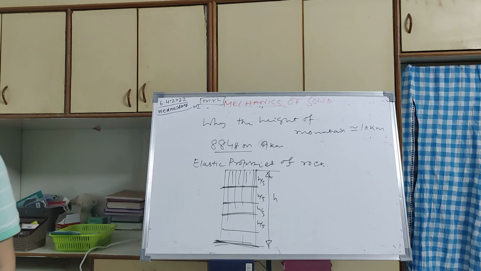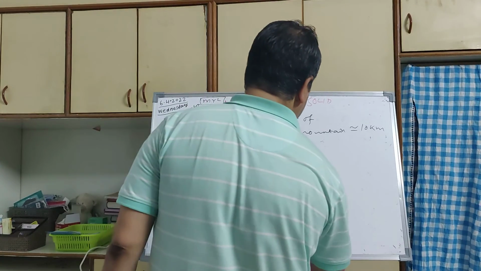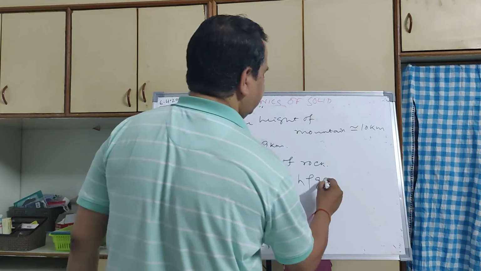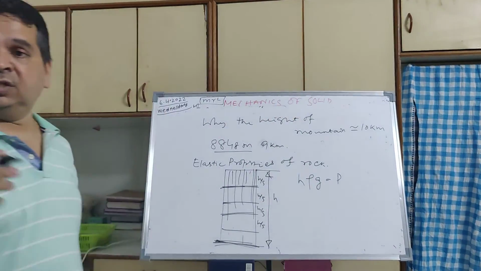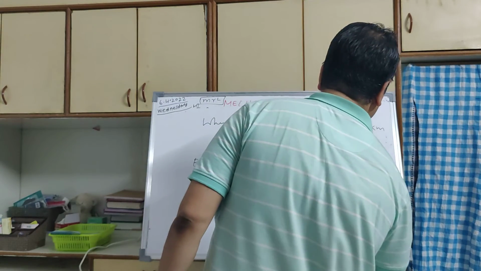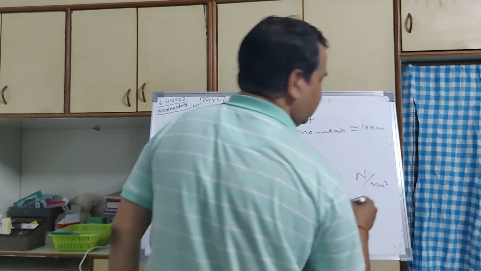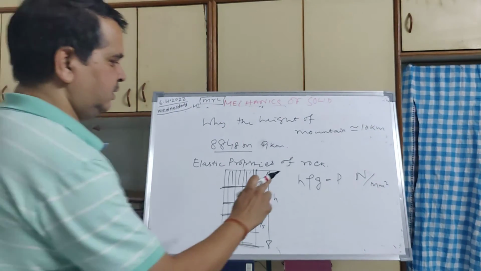Same thing as we have studied in hydrostatics, in fluid mechanics: the deeper you go, a swimmer feels more pressure at the bottom. So this h rho g is the unit of pressure, which you will get in Newton per meter square.